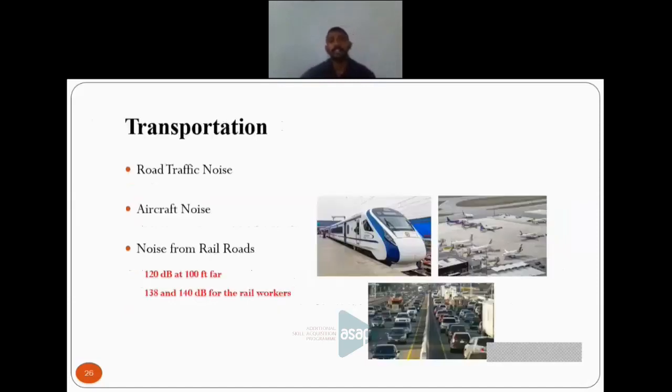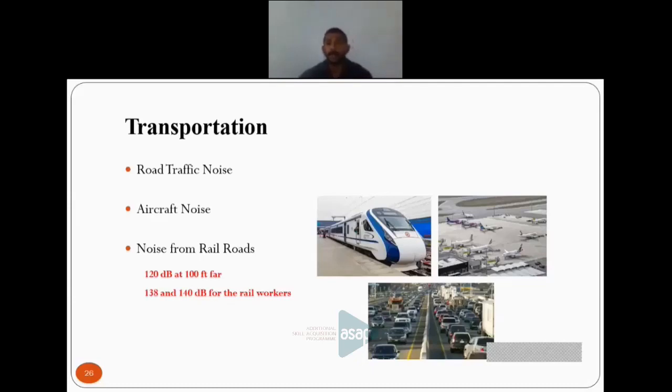And next is transportation. The fourth type is transportation. It includes road traffic noise, air traffic noise, and rail noise. Road traffic noise comes from cars and trucks moving through the roads. Next is aircraft noise, which is produced by the movement of aeroplanes. And next is the railroads.